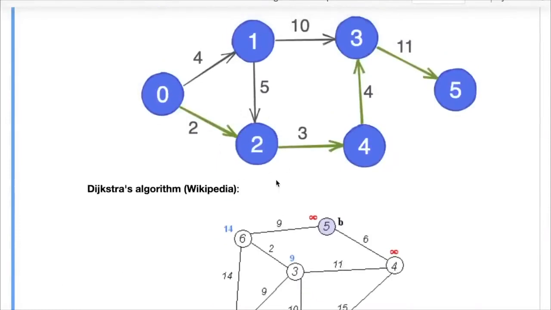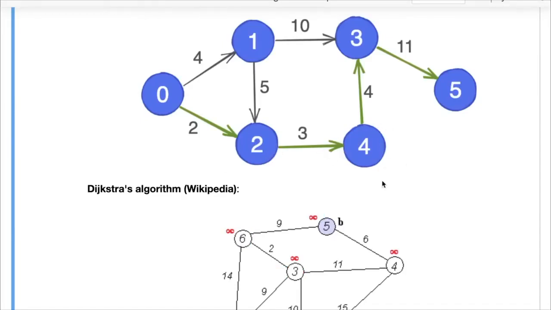Okay. So you start out with 0. You see that you can mark the distances for 1 and 2. So 1 gets the distance 4 and 2 gets the distance 2. Now then you mark 0 as visited. Now you see that the unvisited node with the least distance is 2. So you get 2, and then you mark the edges from 2.